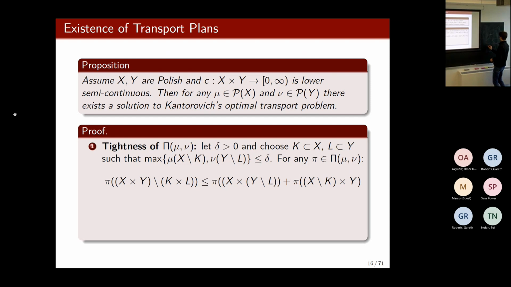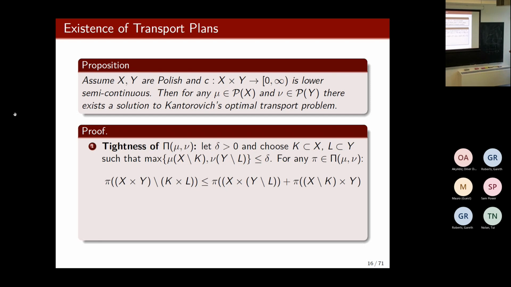So this is going to be my set K. This will be my set L. If I want to know what's outside of this square, I can bound it by looking at what's above and below this line, and what's to the left and to the right of this line. I'm going to count everything at least once. In some areas I'm even going to count twice.